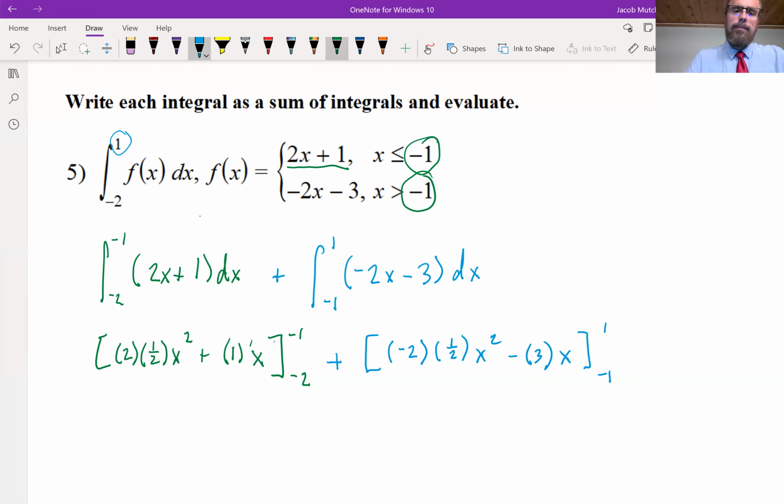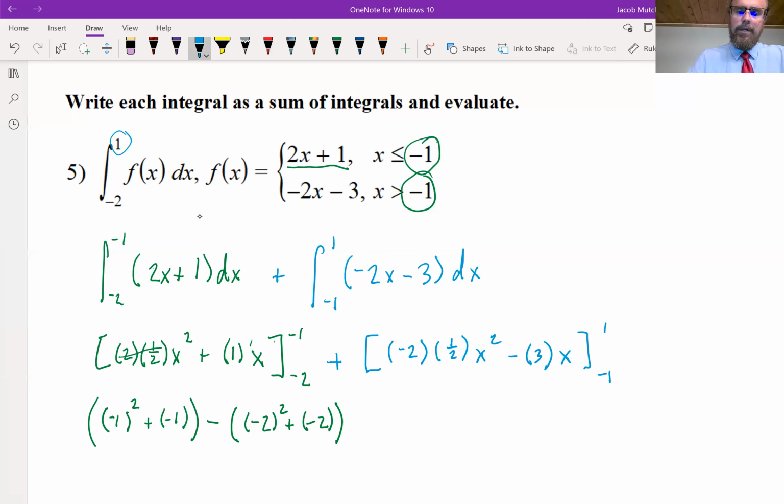So I can clean this up and start running the evaluation. So 2 times half is going to reduce to 1. So this is essentially x squared plus x. So as I set this up, I'm going to substitute in -2 first. So -2 squared plus -2 minus, and I see that I've flipped my order. I need to put the upper limit of integration first. So -1 should go there where I had -2's. The -2's will go in the second version. So -2 squared plus -2. Now we got the right order.